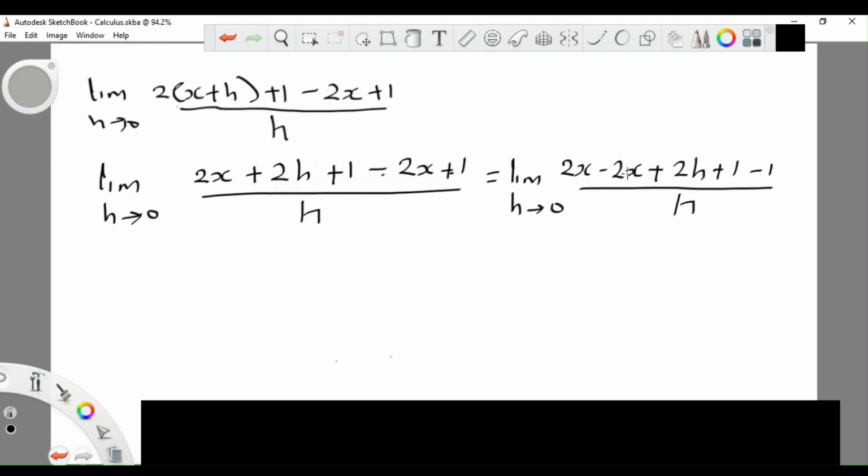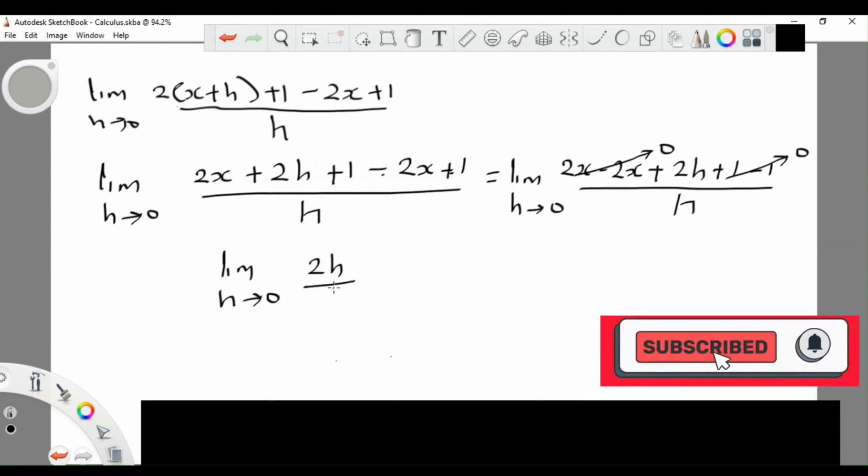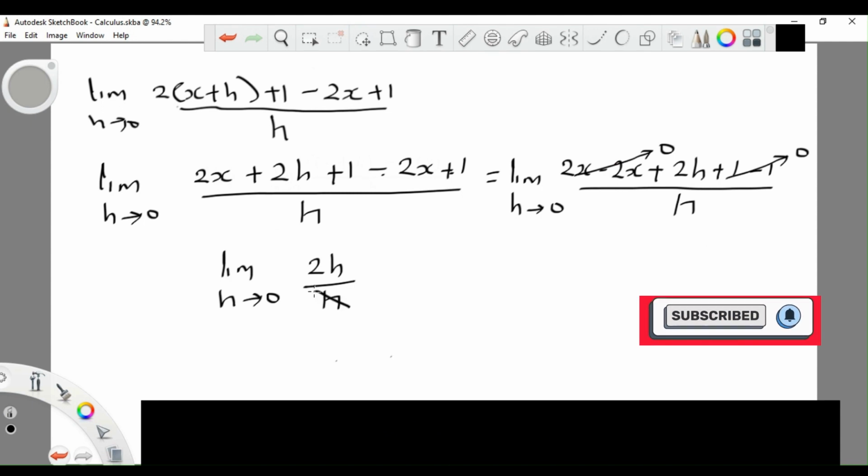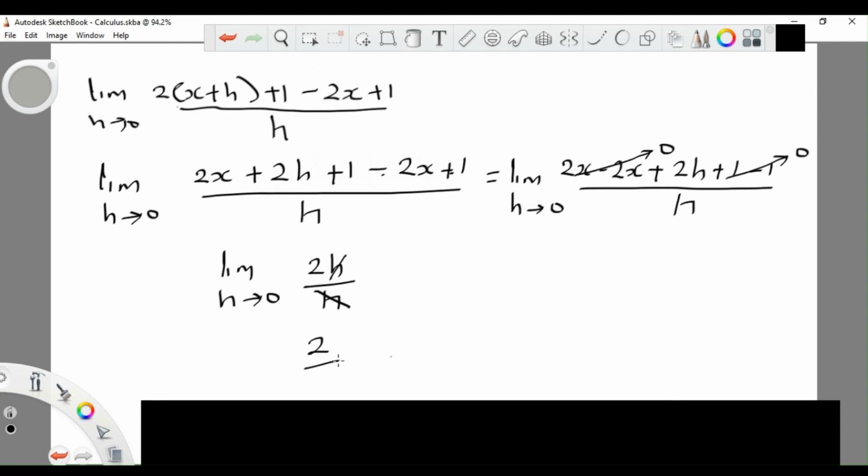As you can see, 2x minus 2x gives us 0. Plus 1 minus 1 gives us 0. So we are left with 2h over h. So therefore we have the limit as h tends to 0 of 2h over h. Here h cancels h, so we are left with 2. So this is our final answer. So therefore we can say that the derivative of 2x plus 1 is equal to 2. So 2 is the derivative of 2x plus 1.